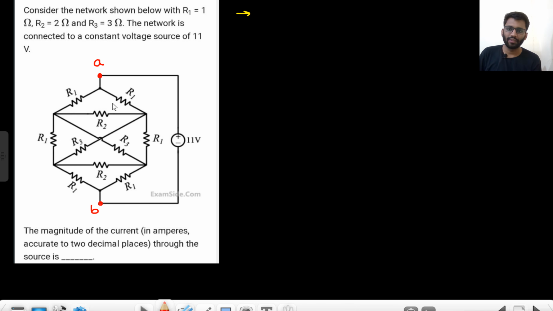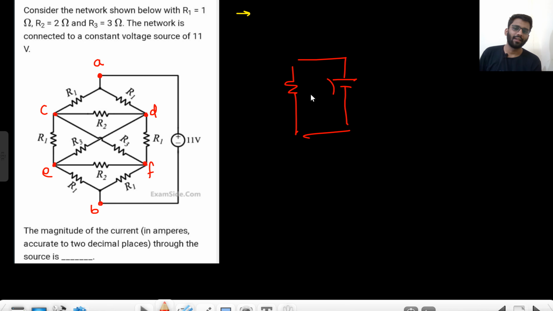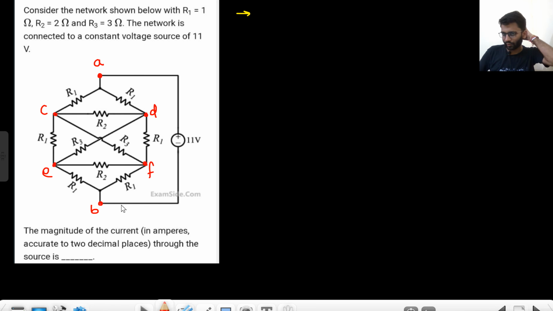So let's call these 2 points A and B, and these 2 points C, D, and E, F. You need to find the equivalent resistance between A and B, so that you can replace this complete circuit with a single resistance. Then there will be an 11-volt battery, and then you can find the current, right? So we are replacing the circuit between A and B with one simple resistance.